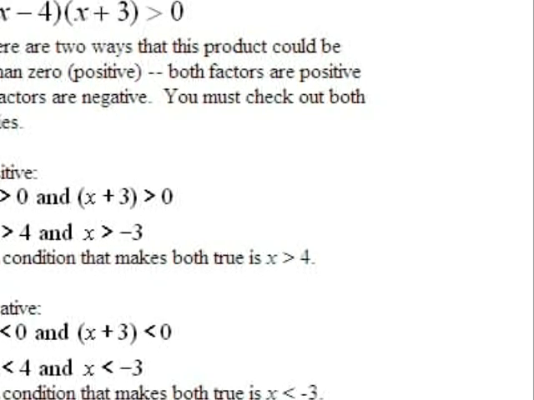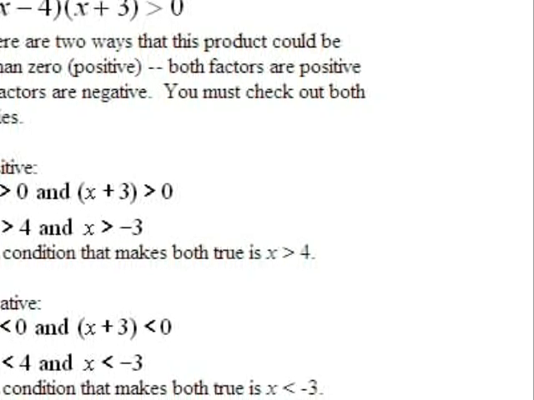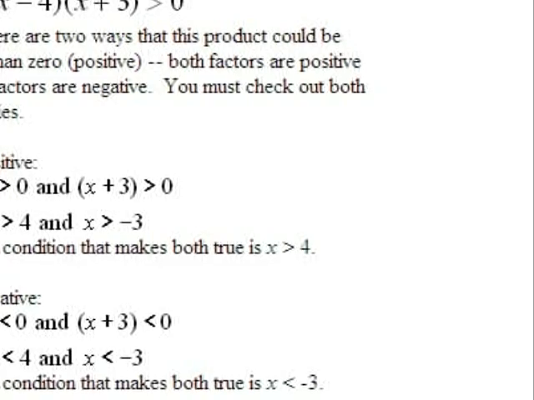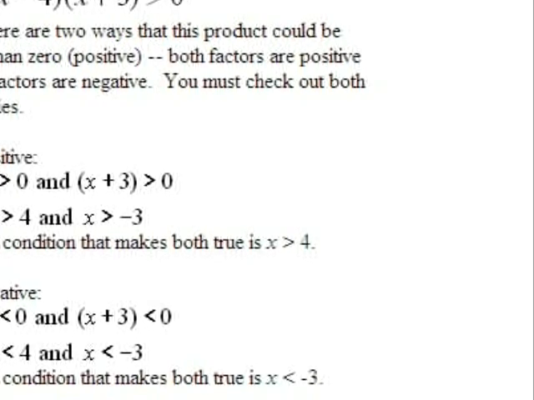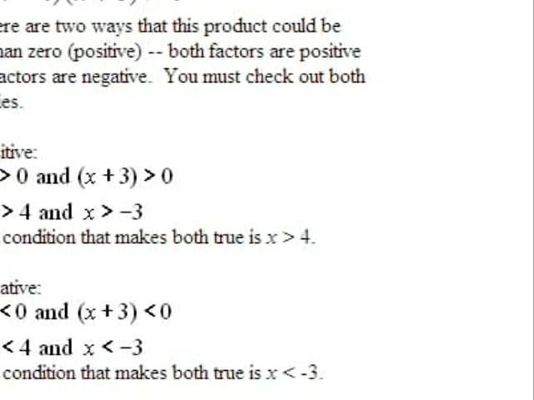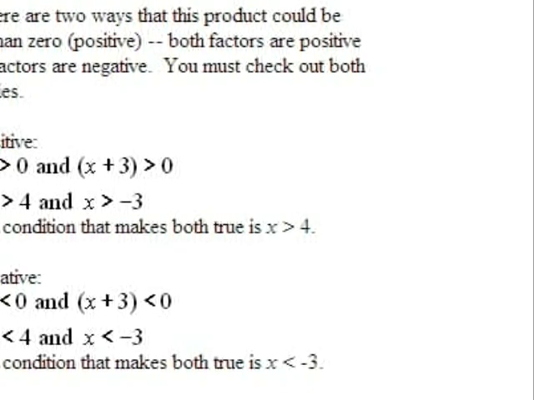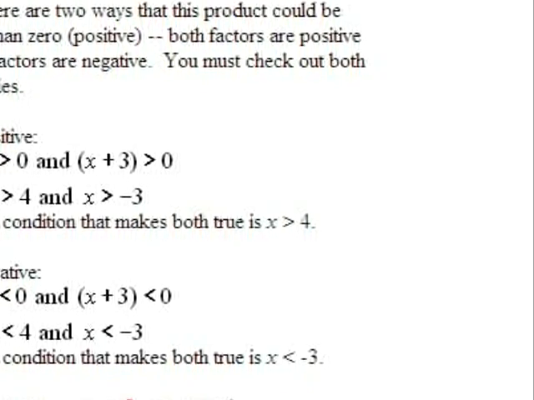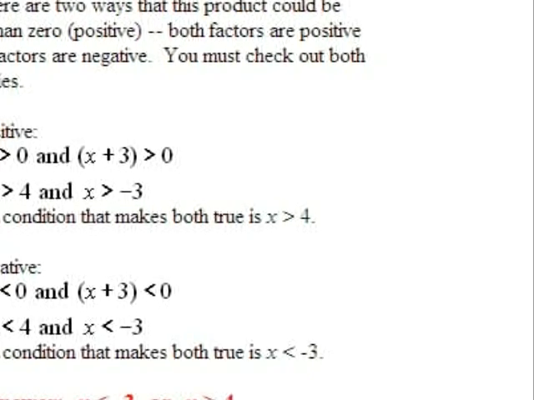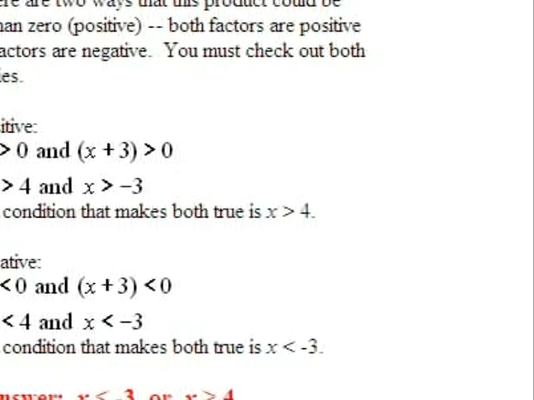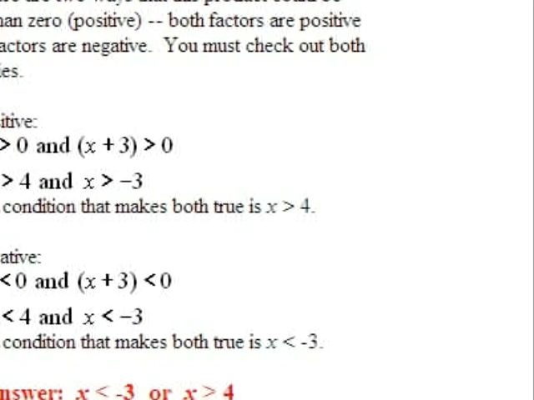Then you solve so that both can be negative. x minus 4 is less than 0 and x plus 3 is less than 0. Therefore, x is less than 4 and x is less than negative 3. The only condition that makes both true is x is less than negative 3. Therefore, your final answer is x is less than negative 3 or x is greater than 4.